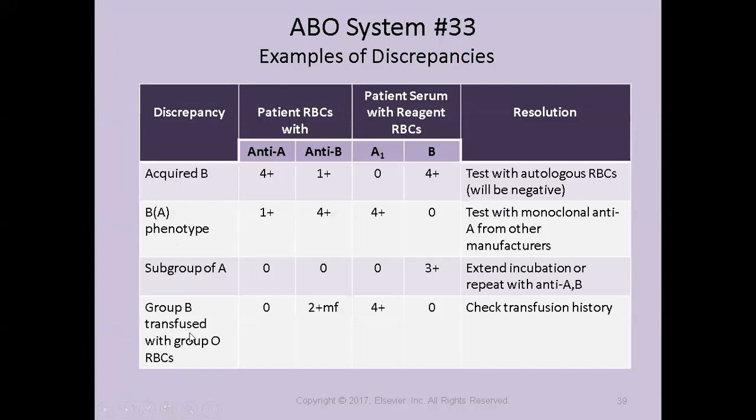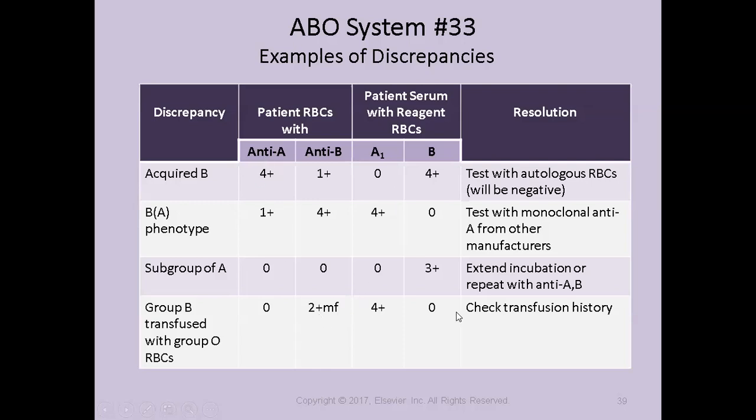Okay. So here's our chart that we looked at, these 3 already. And so let's look at what might happen in the case of a person who's type B who was transfused with group O red cells. When we look at our forward typing, we see no reaction with anti-A, so no A antigen. However, the anti-B tube has 2+ MF, mixed field. So what this means is some of the red cells are agglutinating here and some of them are in a smooth suspension, okay?